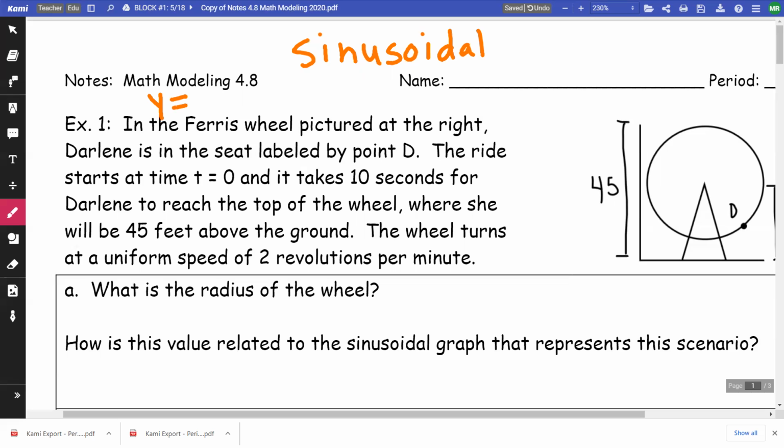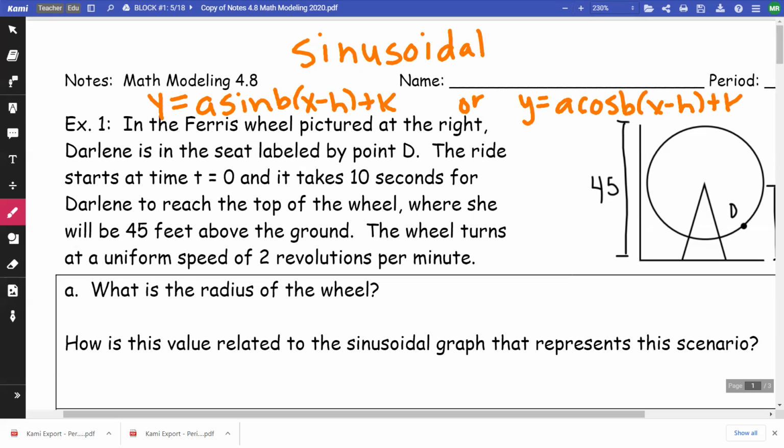So you're either going to be given y equals a times sine b of x minus h plus k, or y equals a times cosine b of x minus h plus k. Those are the equations you're going to use. If you know your 0 to 0, use your sine. If you know high to high or low to low, use your cosine. That's kind of my rule of thumb. You can do any of them in either form, but sometimes maybe one is going to be easier than the other.